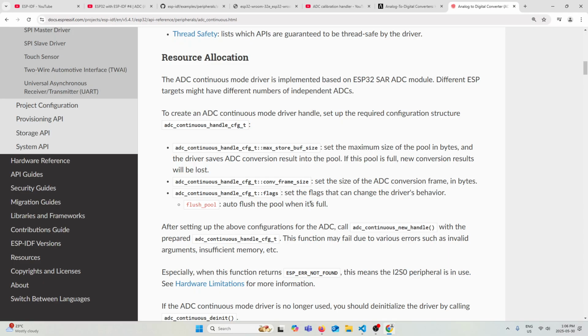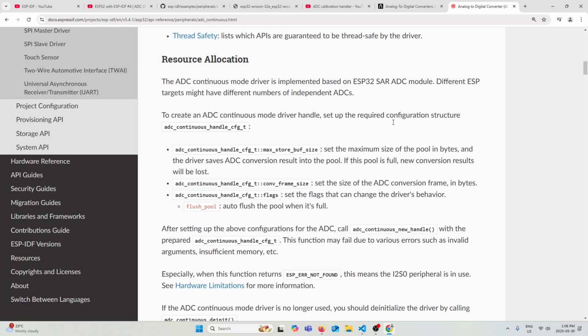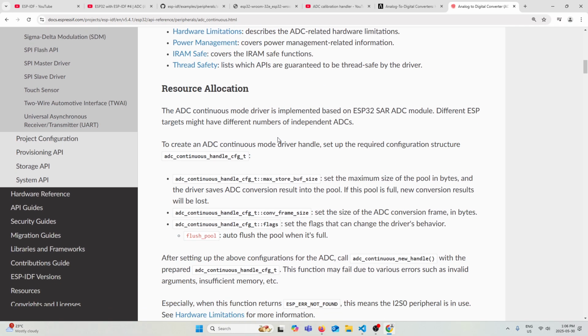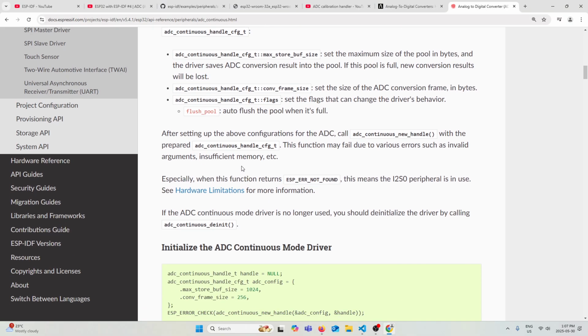Set the size of the ADC conversion frame in bytes. So there are conversion frames, conversion results. Basically, in each conversion frame, not sample, there's a certain amount of data you can set in bytes. After setting up the configurations for the ADC, call the ADC new continuous function.